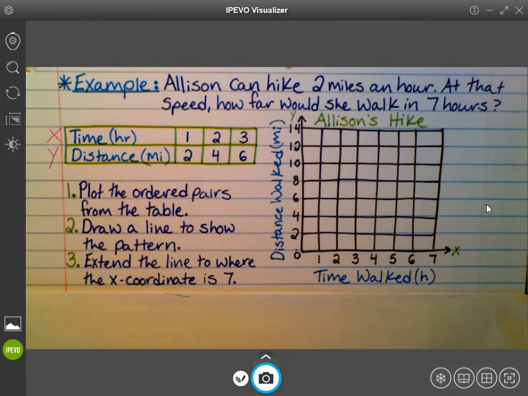I want one like this, right? Then we're supposed to extend it until the x-coordinate is 7. And then I like that. All the way over. Yes.